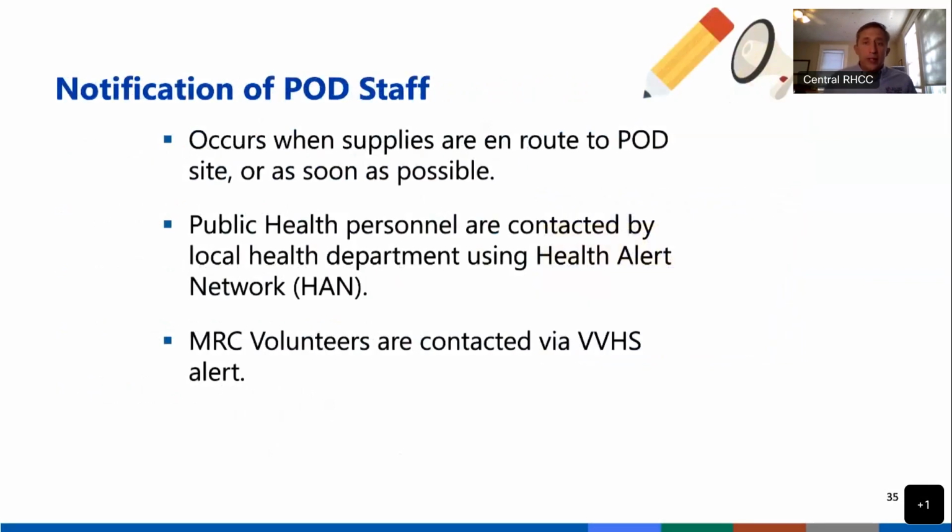All right, so the notification of the pod staff. Let's say with an anthrax scenario where we have to set up a pod very, very quickly, it might occur when supplies are en route to the pod. The public health personnel that you'll be working with are contacted through the Health Alert Network. And then, as I mentioned before, volunteers are contacted through VVHS.